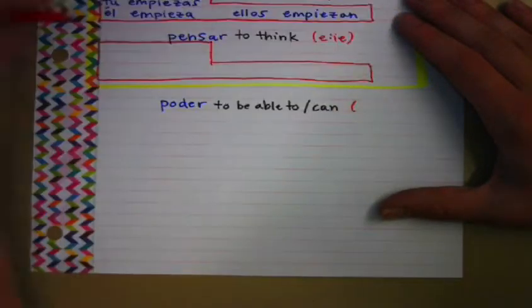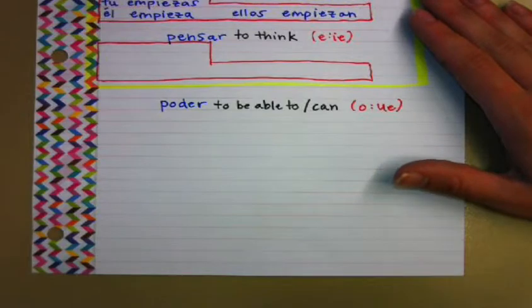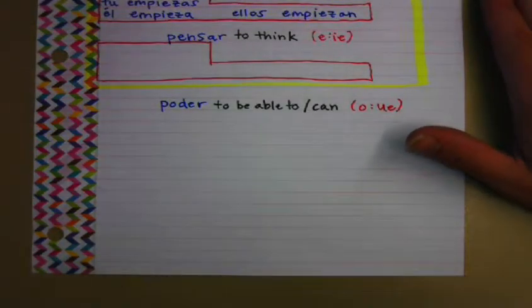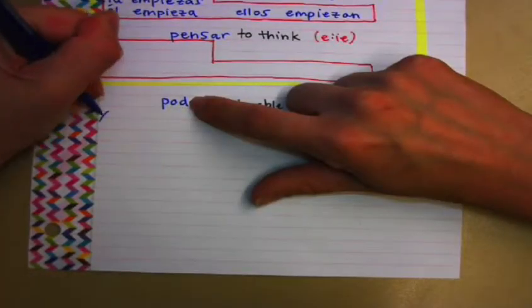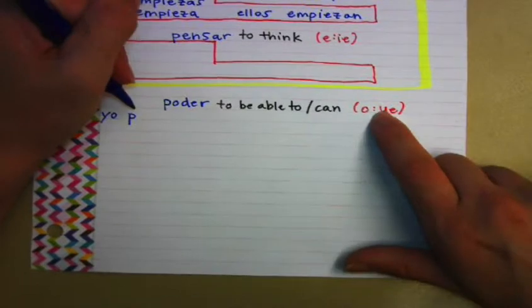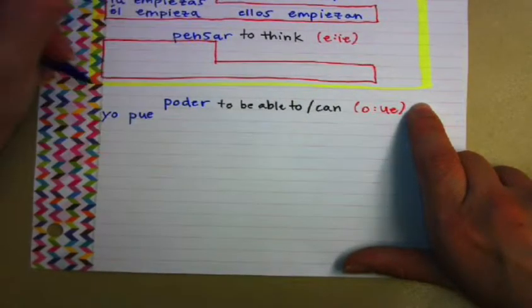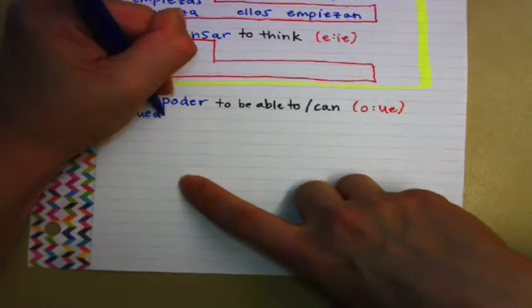Now this type of stem changing verb is an O to UE verb. O to UE. All right, so first thing we need to do is find our stem. We're going to chop off the ER. It becomes pod, so the yo form. Begin writing my stem. I know the O is going to change to the UE, so I make that change. Yo pue. And then I'm going to finish the verb just like I would any other ER verb. Yo puedo.